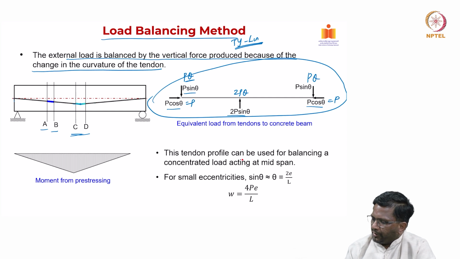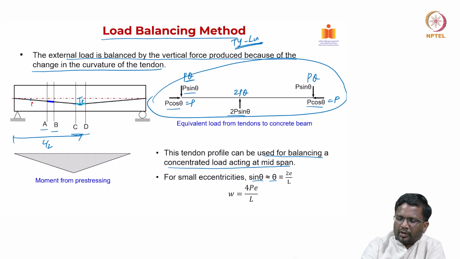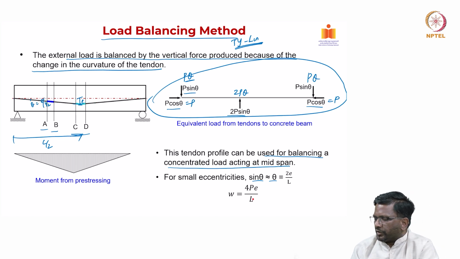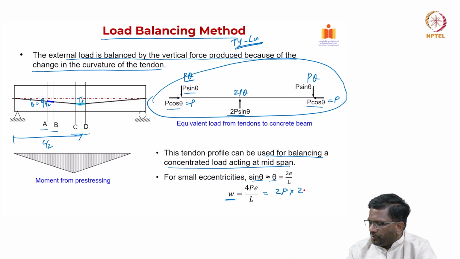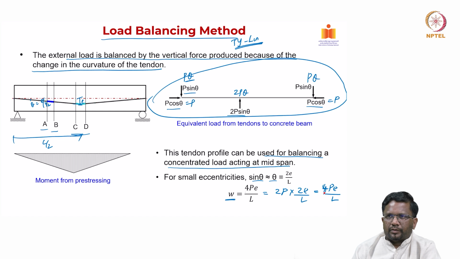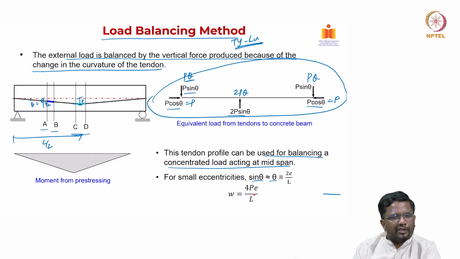So, the tendon profile can be used for balancing a concentrated load acting at the mid span. Now, for small eccentricities, we have seen that sin theta can be theta. If you see this as eccentricity E, and this distance is taken as L by 2, then theta will be equal to E divided by L by 2, which is nothing but 2E by L. So, the total W that can be balanced by this kind of linear cable profile is equal to 2 into P into theta, which is 2E by L, which is nothing but 4PE by L. That is how we get the load that it can balance. That means pre-stressing is creating a 2P theta that is equivalent to 4PE by L, where theta I am replacing in terms of E and L.